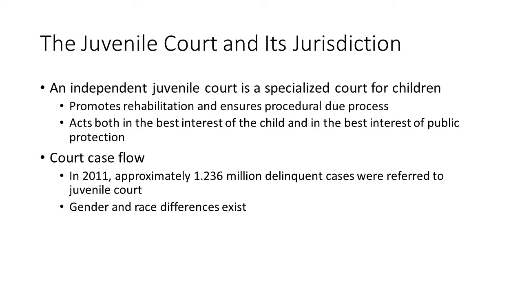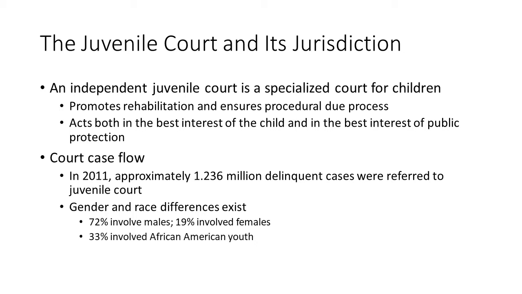The statistics show gender and race differences do exist. 72% of these juvenile cases involve males and 19% involve females. However, with females, there was a showing that they are being processed for delinquent acts more so now, or it's on the rise over the last years. And we also saw some race differences with the cases. 33% involved African American youth.